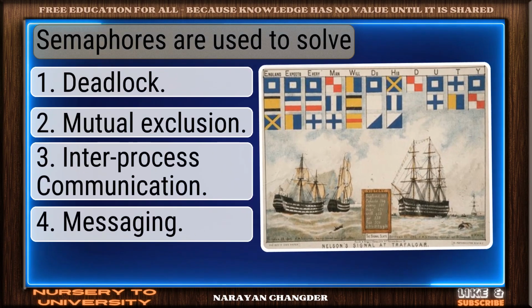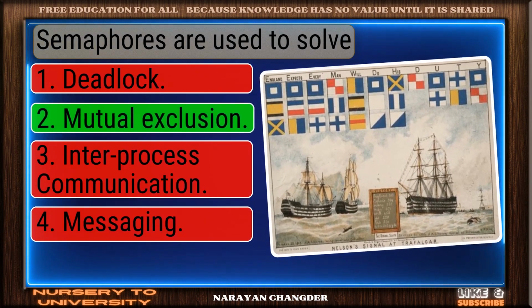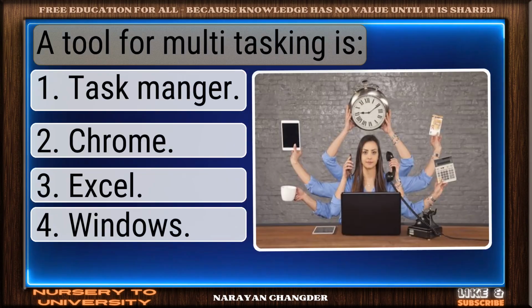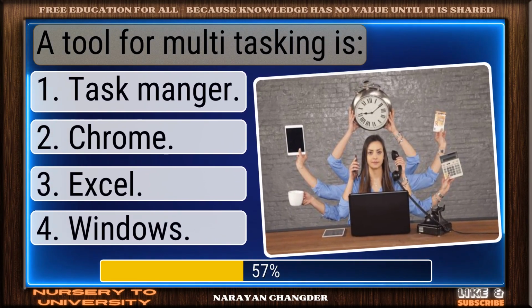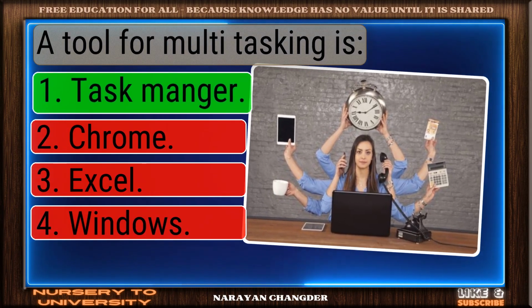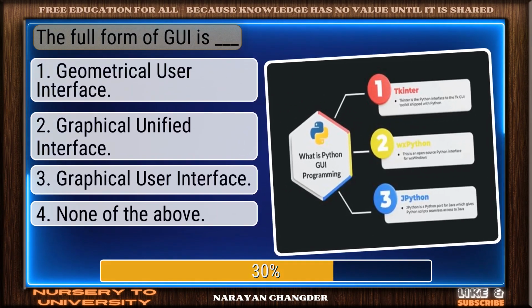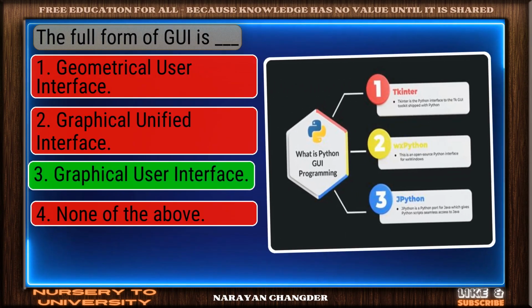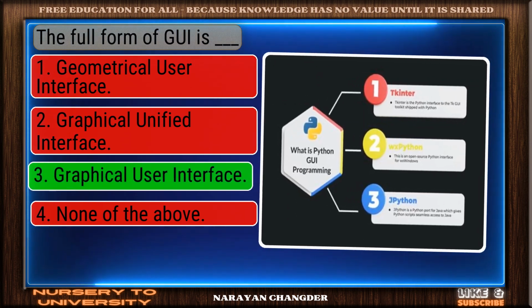Semaphores are used to solve. Bravo. Mutual exclusion is the answer. A tool for multitasking is. Right choice. Task Manager is the best answer. The full form of GUI is Dash. Right again. Graphical user interface is a valid answer.